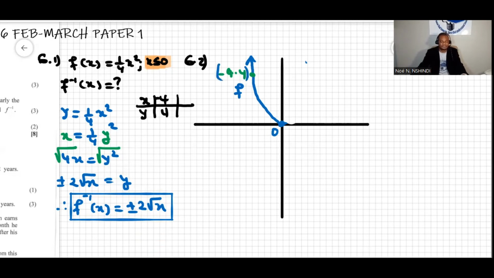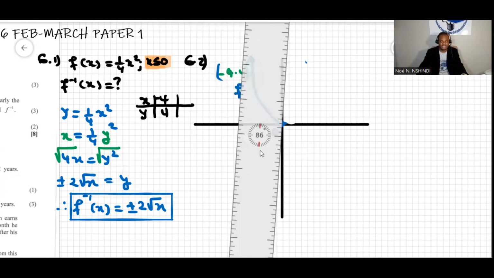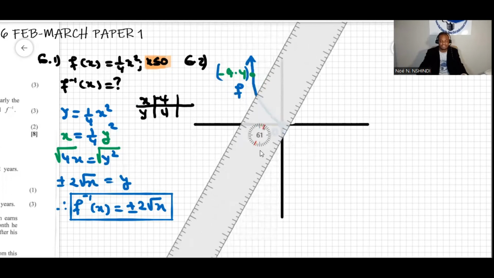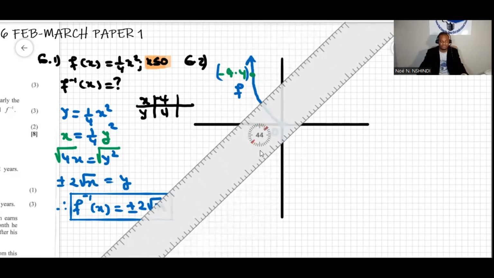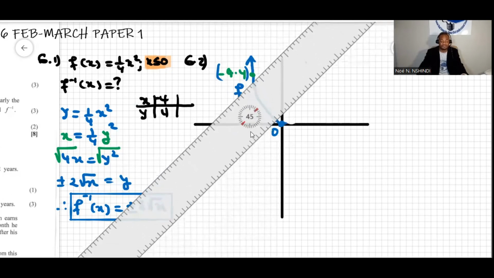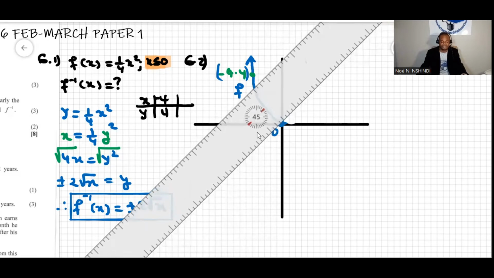Now, this is the graph of f. Now, the graph of f minus 1, we know that this graph must be symmetric to the line y equal to x, and the line y equal to x is this line. It's actually the line that makes 45 degrees. Okay, that's the line y equal x. So it must be symmetric to this line.